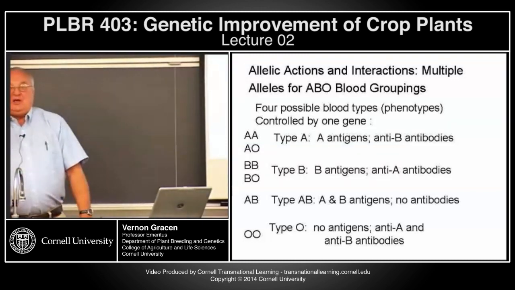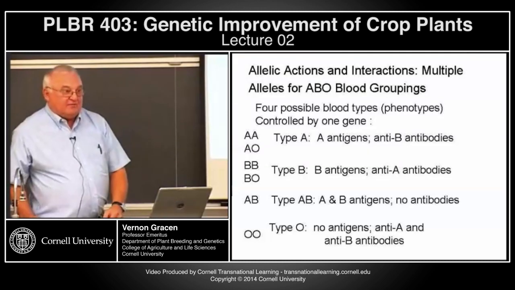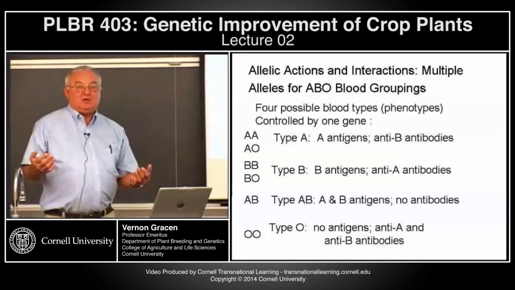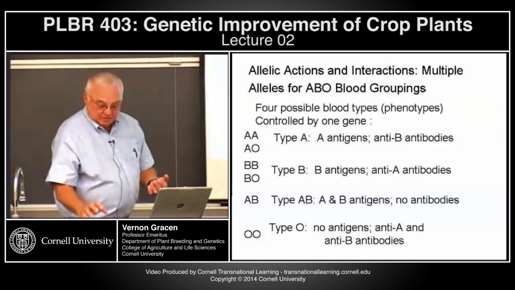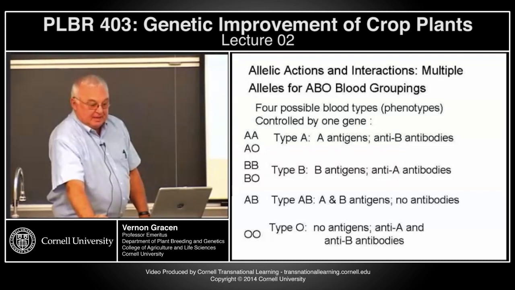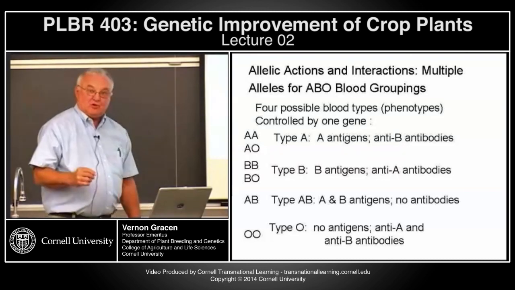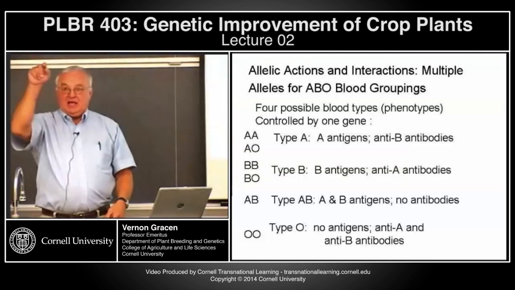I mentioned that we could have multiple alleles controlling a trait. A very simplistic example is the alleles that control blood types in humans. There are 4 possible phenotypes. There's blood type A, which can be genotypically AA or AO.